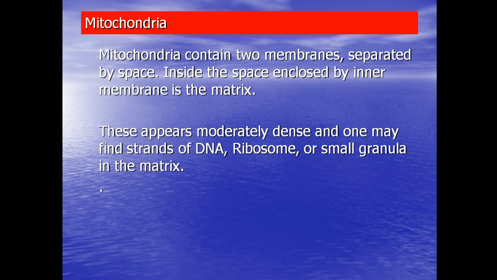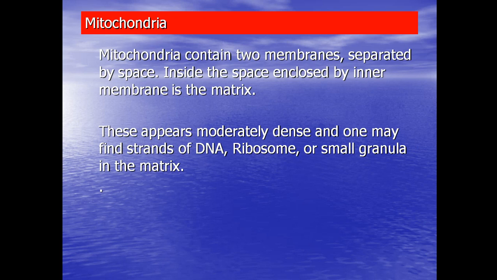And this mitochondria contains two membranes, an outer membrane and an inner membrane. But these two membranes are not firmly sandwiched. Instead, there is a space between the inner membrane and the outer membrane. That is known as the perimitochondrial space. I will come to that later.